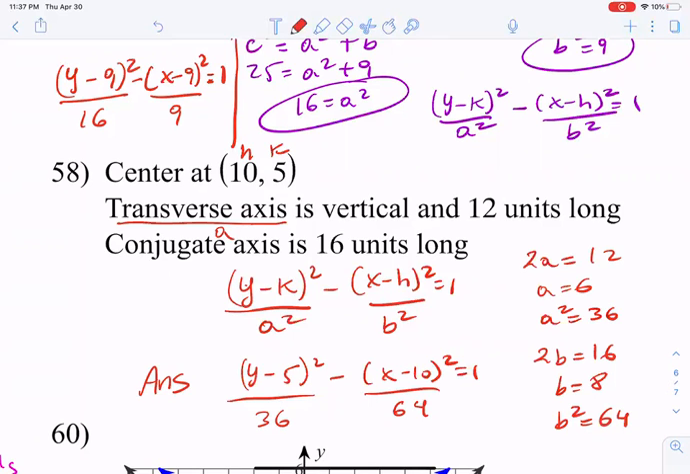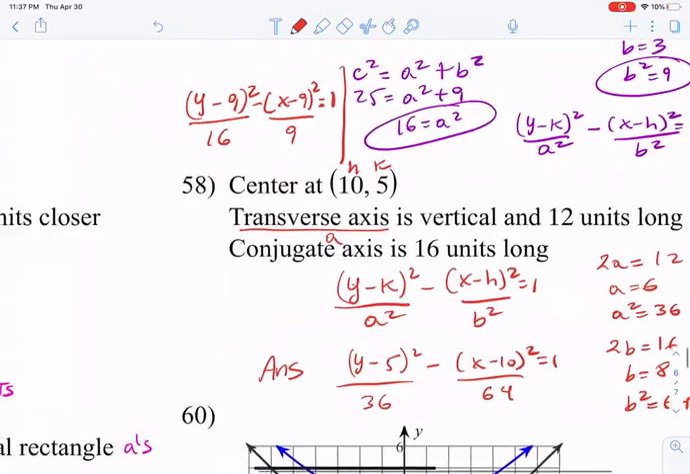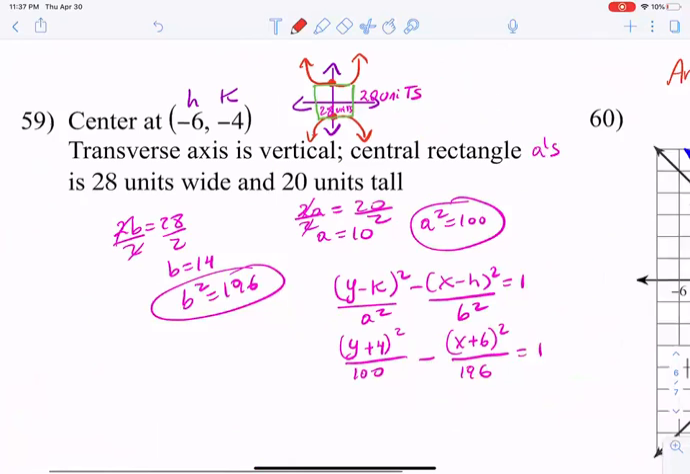Let's see, I have 58. I have y minus 5 squared, but no, I think I made a silly mistake here. Oh no, this is 58. Yeah, that's correct. That's correct. Next number, 59.